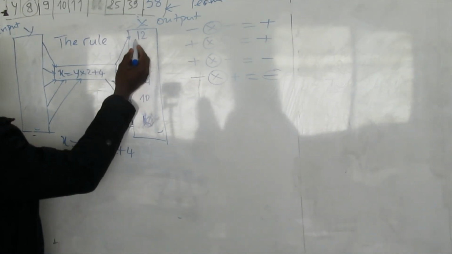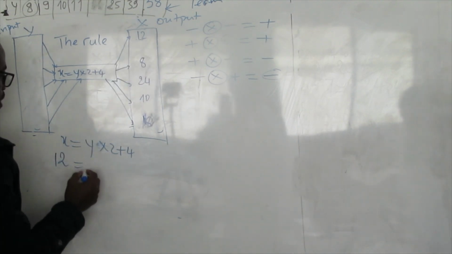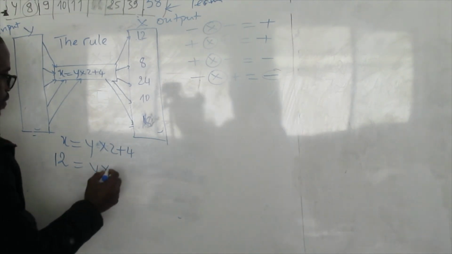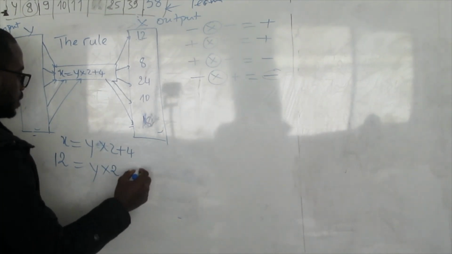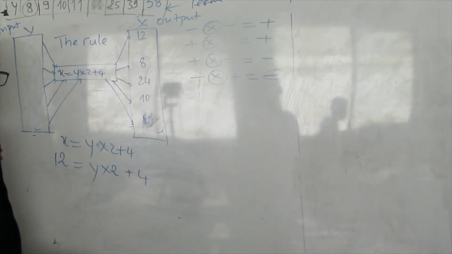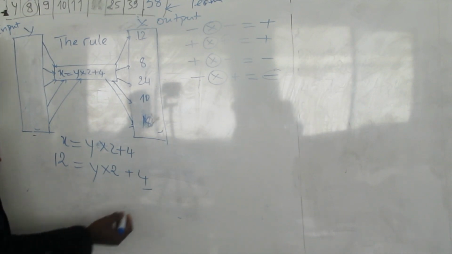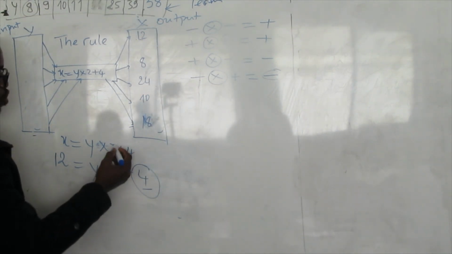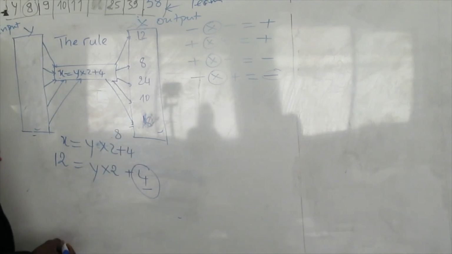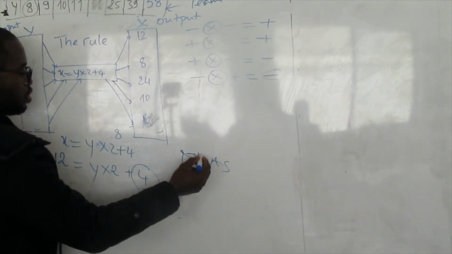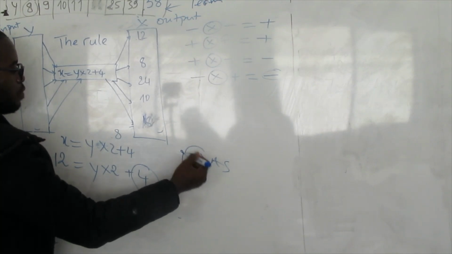Now our x, the first one, equal to what? 12 equal to y times 2 plus 4. So now we do what? First we send this 4. You cannot do 2 times 4 equal to 8. It's not an order. Multiplication comes first before addition and subtraction. Understand? Multiplication first before addition and subtraction, and even division. But division with multiplication, you can even skip the order.